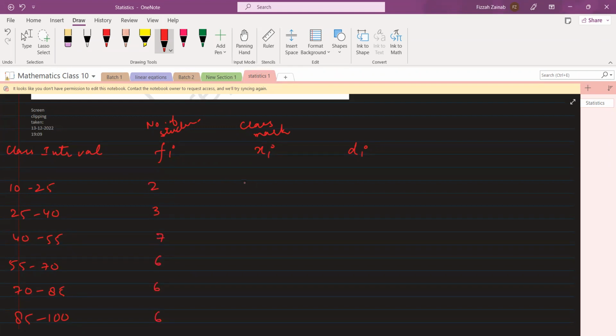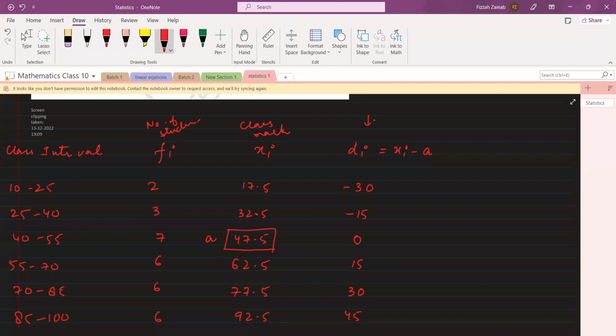Now this we have already found: 17.5, 32.5, 47.5, 62.5, 77.5, then 92.5. Because I'm writing di, which is xi minus a, you have to assume some a here. This was the a we have already assumed, and we have already done the calculation. So I'm writing directly: this is minus 30, minus 15, 0, and then 15, 30, and 45.